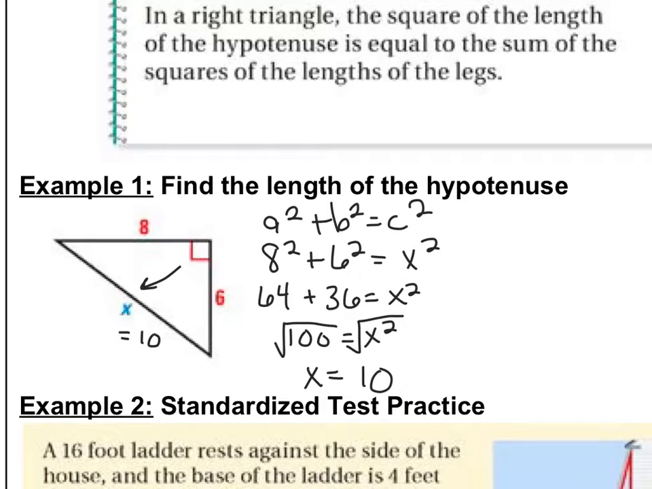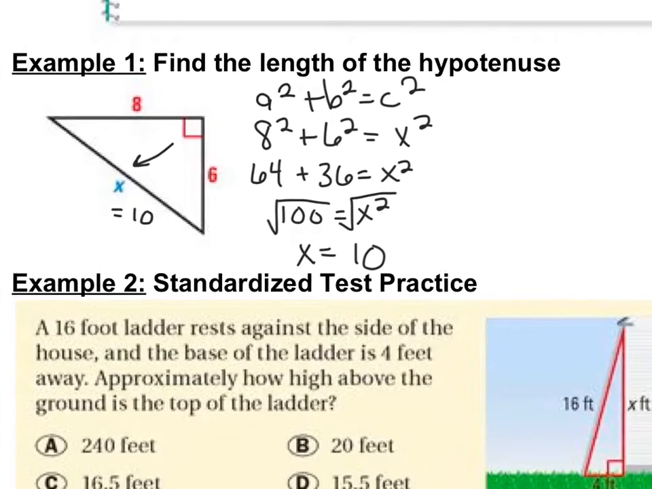Just a little side note here. 6, 8, and 10 are what's known as a Pythagorean triple. Basically that means the legs and the hypotenuse are all whole numbers. We're not going to get into those too much, but just want you to understand that anytime you have whole number answers as your legs and your hypotenuse, that's known as a Pythagorean triple.